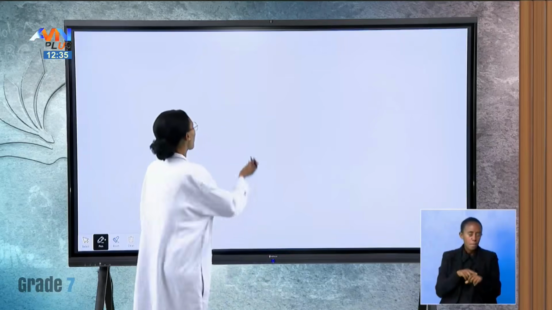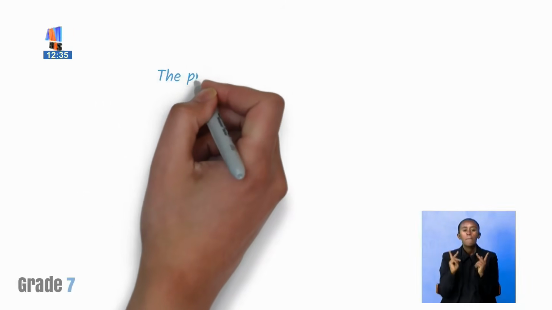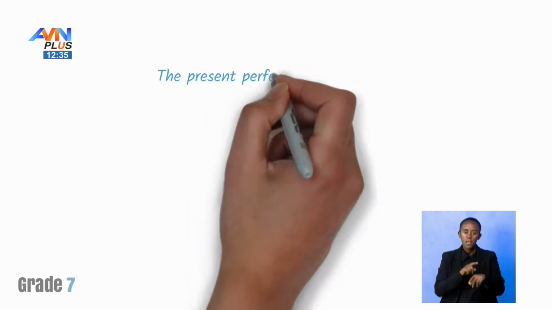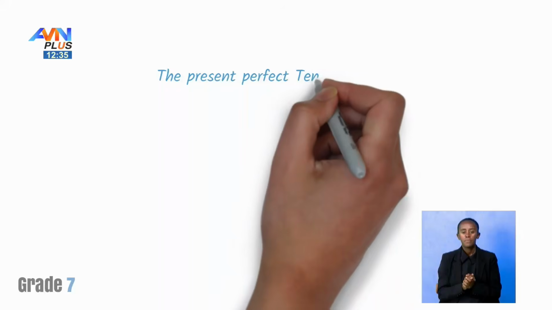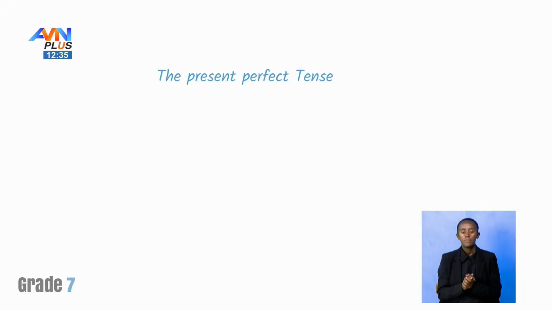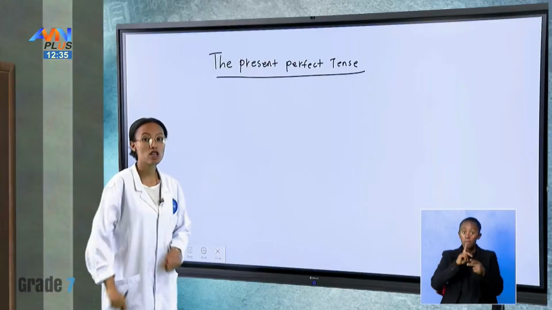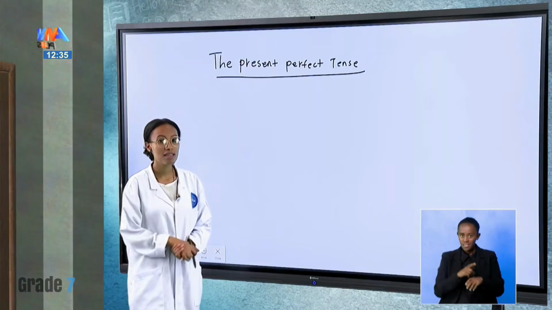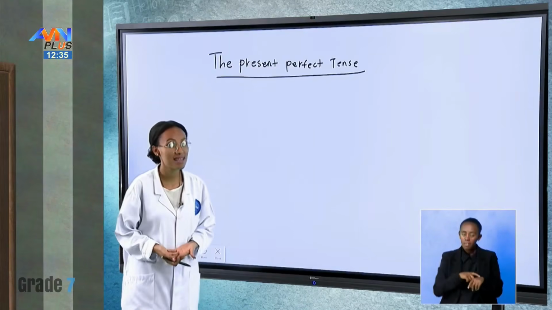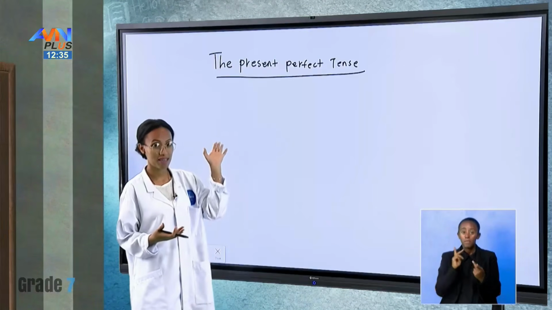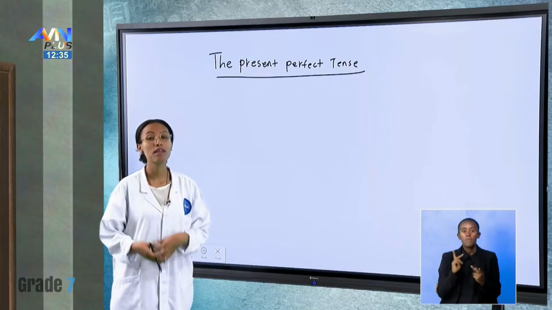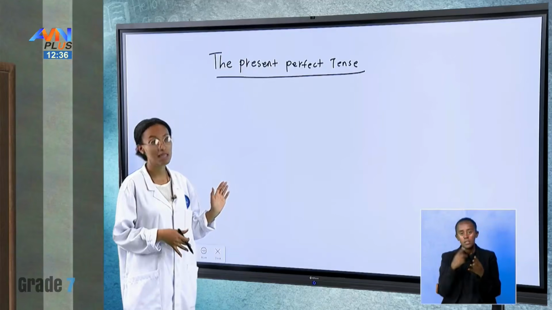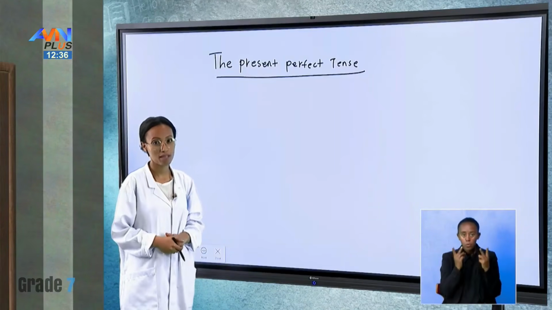If you remember, last time we talked about the present perfect tense. We said that the present perfect tense is one of the four verb forms of the present tense. We listed the simple present tense, the present continuous tense, the present perfect tense, and finally the present perfect continuous tense. We gave examples of those four tenses, but we focused on the present perfect tense.